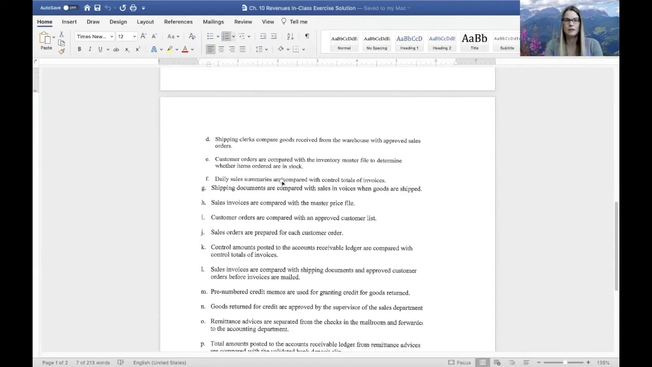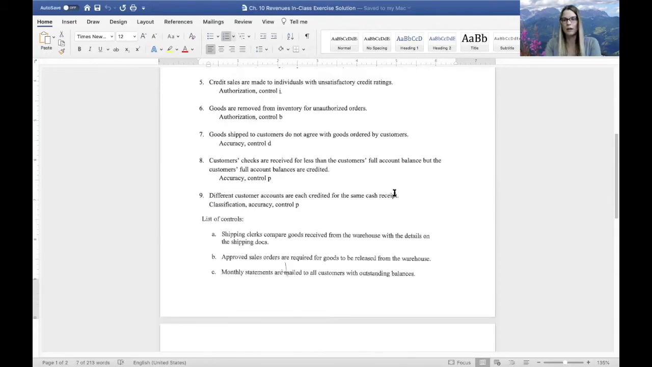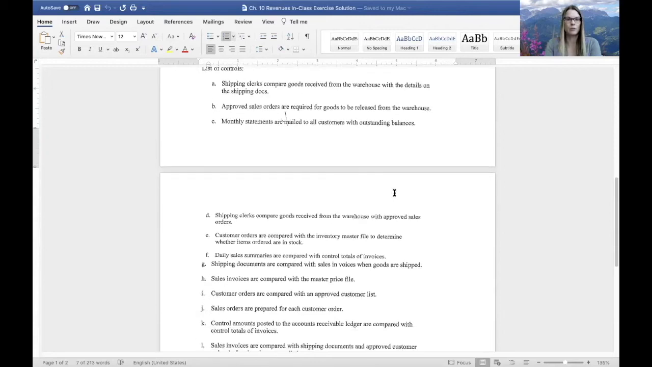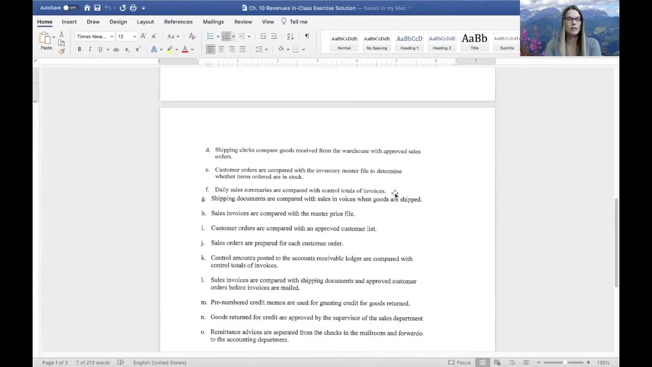Compares sales summaries in total to invoices in total. So then you would see the two totals don't match up, and then you could investigate further and find out specifically which ones didn't match up. All right, and so the example wrong answer here was answer G. So this person just kind of flip-flopped them. And for this one, they picked the shipping documents being compared with the invoices.